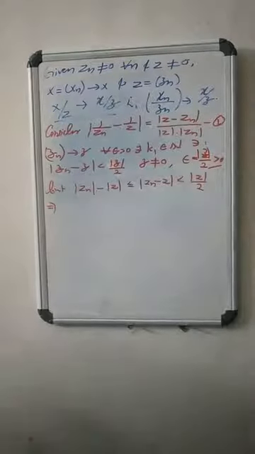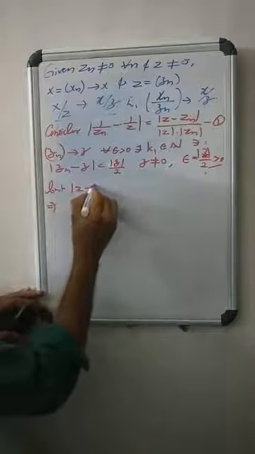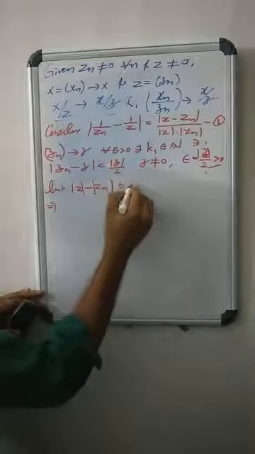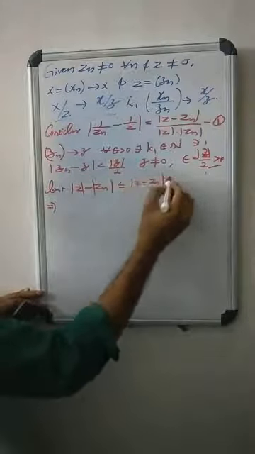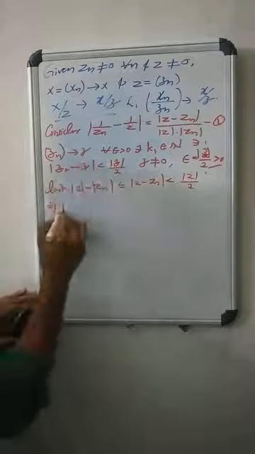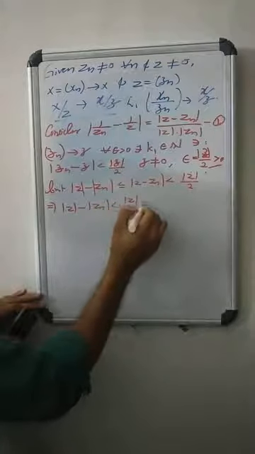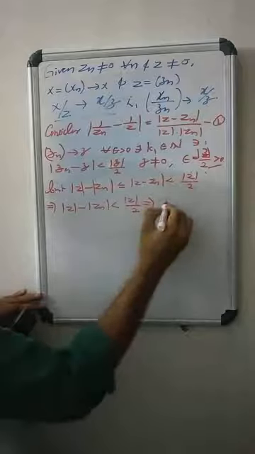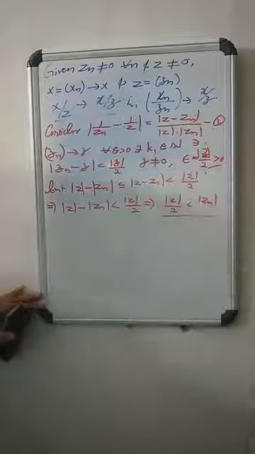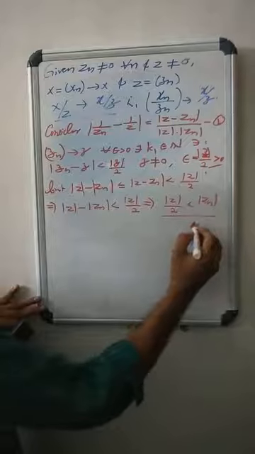For more convenience, you can consider mod z minus mod zn, which is less than or equal to modulus of z minus zn, but modulus of z minus zn is strictly less than mod z by 2. So that means mod z minus mod zn is strictly less than mod z by 2. So what do I get? That means mod z by 2 is strictly less than mod z for all n greater than or equal to k1.